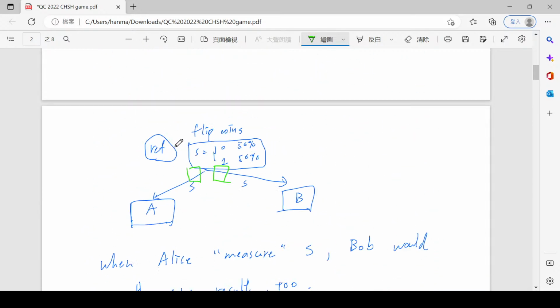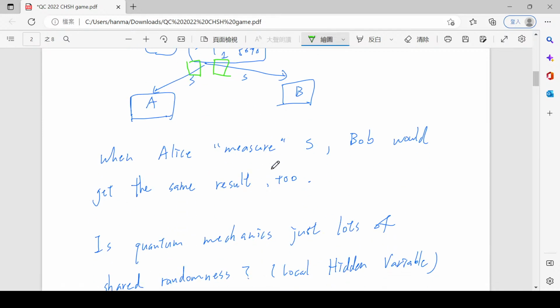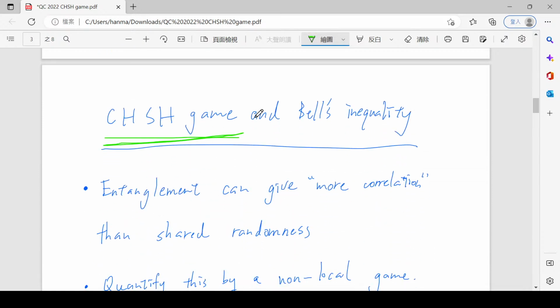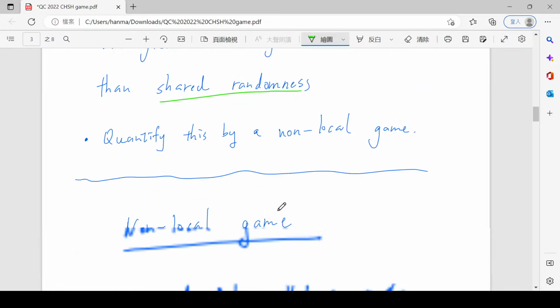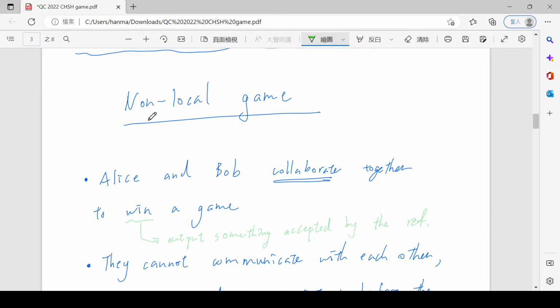Alice and Bob with the shared entanglement are going to play a game, and they will have a winning probability higher than what's possible classically. As we say, Alice and Bob, using the shared entanglement, can get more correlation than just shared randomness. And this is going to be through a non-local game. And what do we mean by a non-local game?